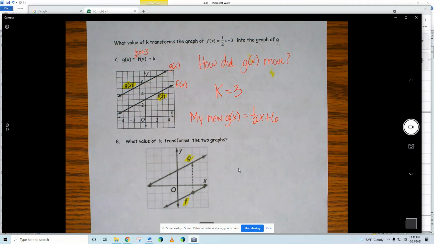Are you with me? Thank you, sir. All right, so do number 8 on your own. What happened to f of x that it became g of x? What movement was that? Oh, I see a lot of 4s. Everyone agree? Is it 4? It's 4. K equals 4.